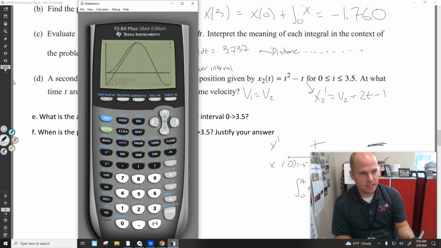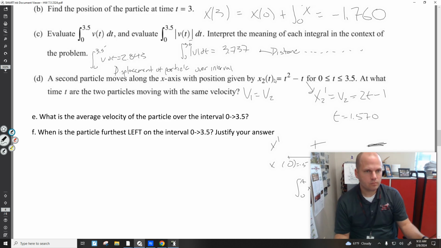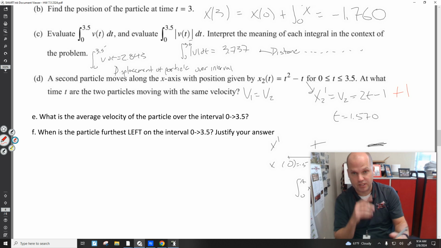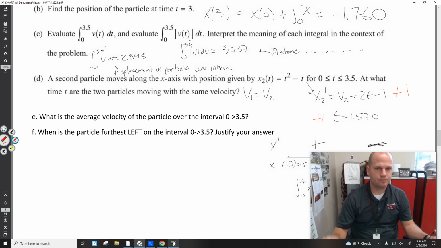Make sure you get to the intersection. Now, be careful, guys. This is why we store x as a, because x is now stored as this different value. So t equals 1.570. What would they probably want you to show? You're probably getting a point for taking the derivative of position. You're probably getting a point for finding the value and setting the two equations equal to each other.